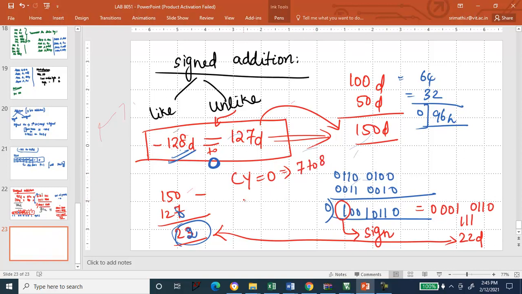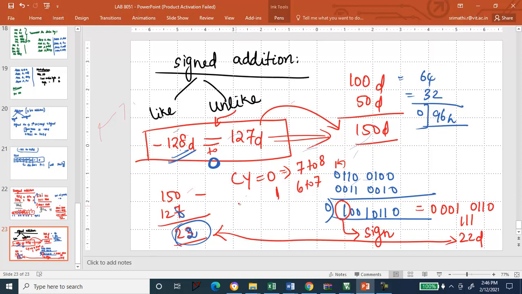And for the carry from the 6th bit, we need to check the overflow flag. So I need to check whether there is a carry from 6 to 7. If you add this, bits 0, 1, 2, 3, 4, 5, 6, from 6 to 7, there is a carry. 0 1 is 1, 1 1 is 0 and there is a carry. Yes, there is a carry from the 6th bit to the 7th bit.